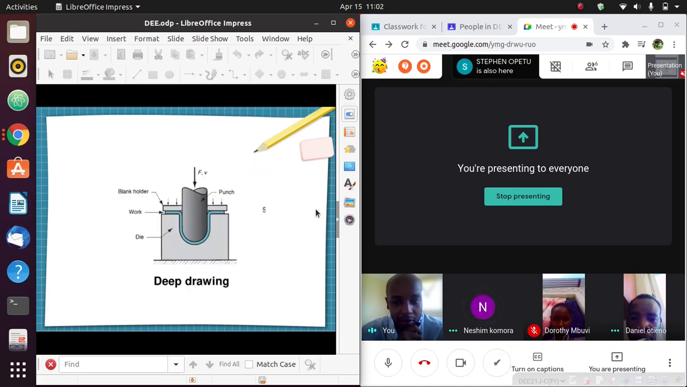I think we have seen. Tumeona hapo. So that machine will push, itaskuma that sheet of metal, na hiyo chuma ama that material will take that shape of that hole, and that is called dip or cup drawing.